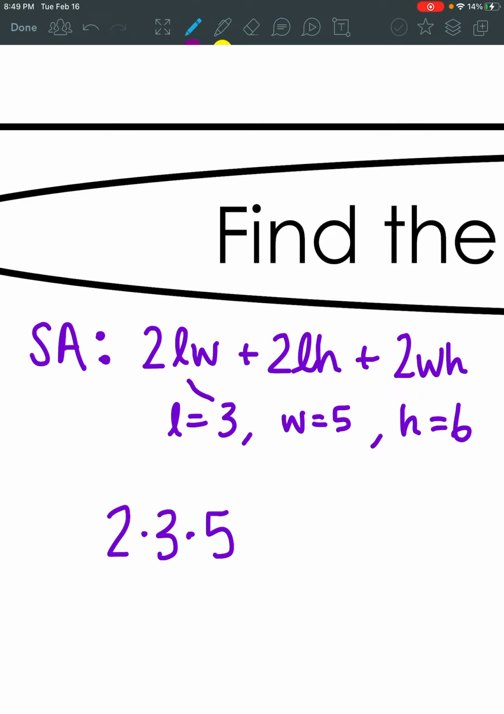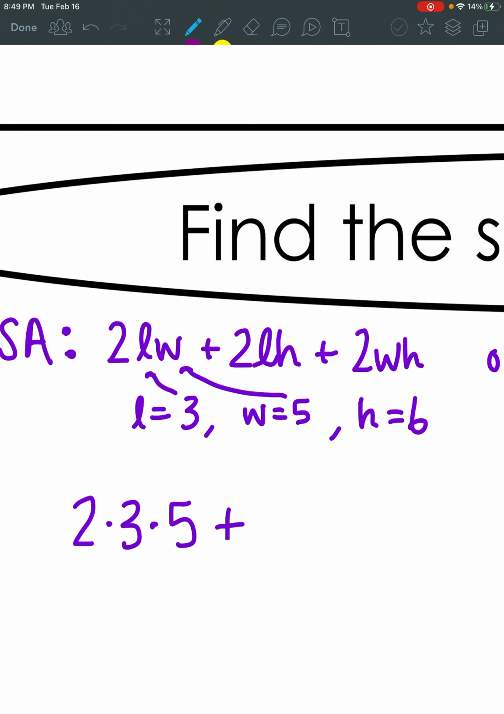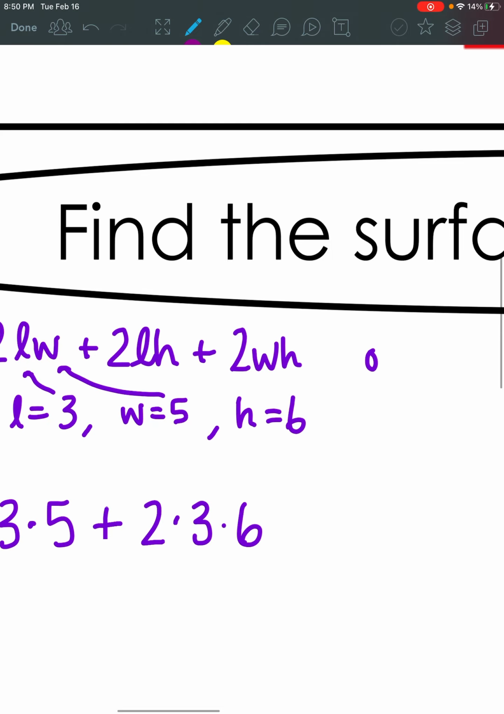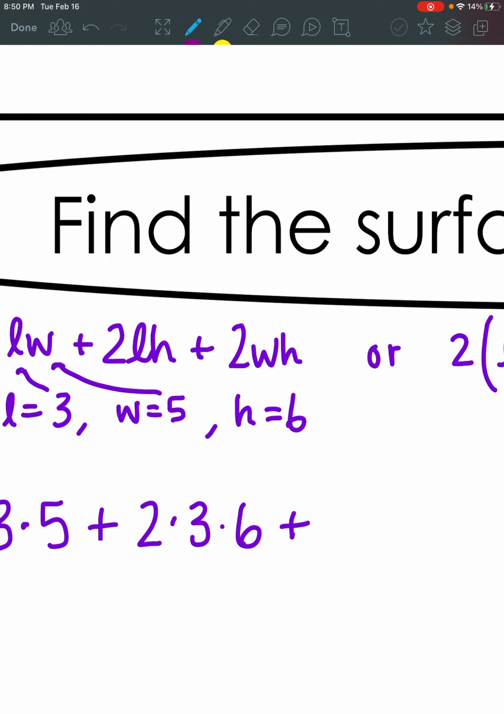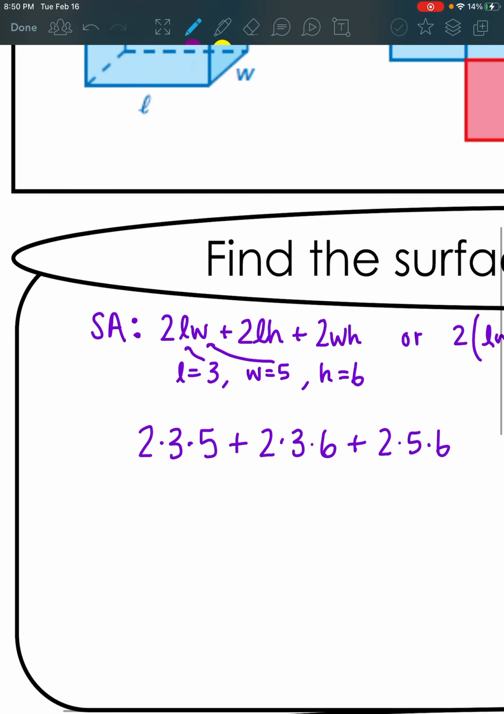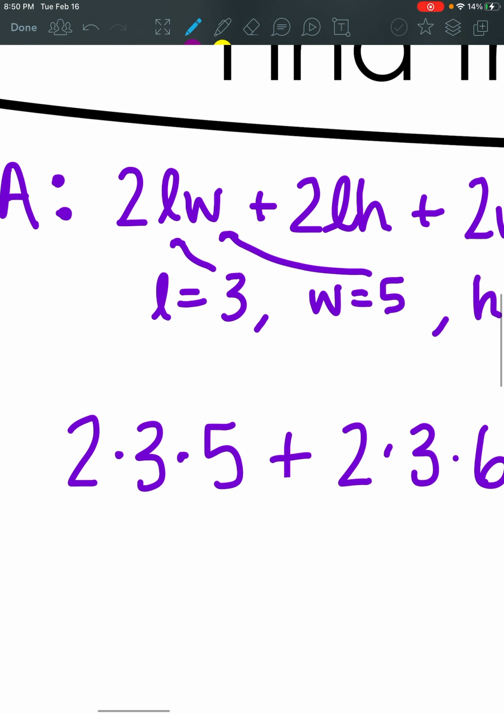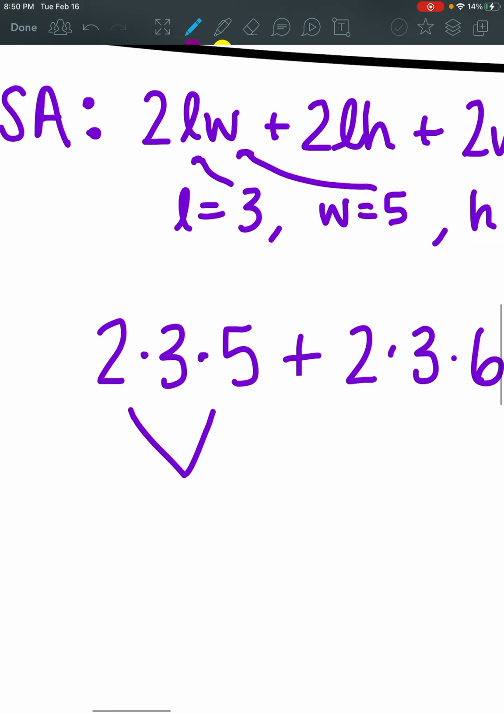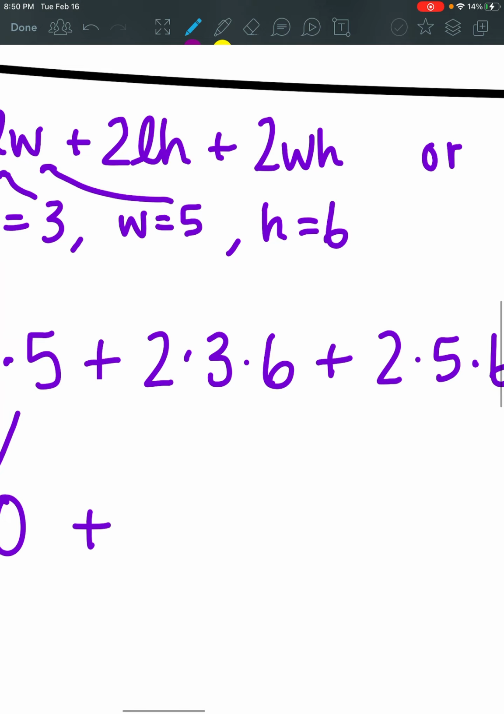Notice I am simply putting 3 in for the L, 5 in for the W. And then plus 2 times 3 times 6, again just replacing my L and my H, plus 2 times 5 times 6. Then we can multiply all these out, and we want to multiply first, then add. So 2 times 3 is 6, 6 times 5 is 30, plus 2 times 3 is 6, 6 times 6 is 36.